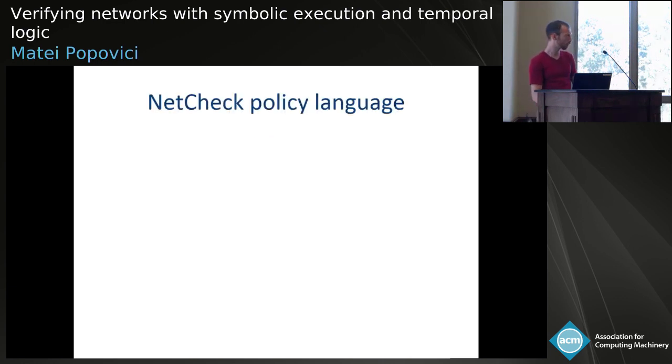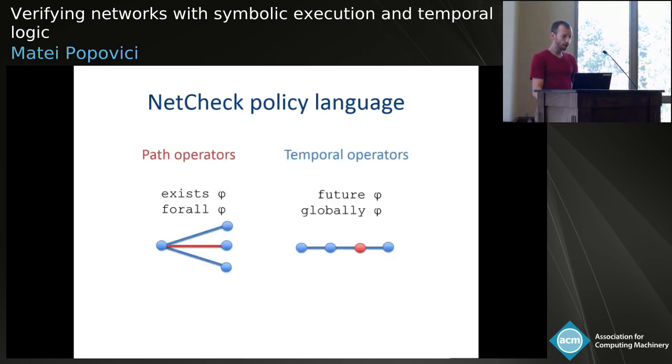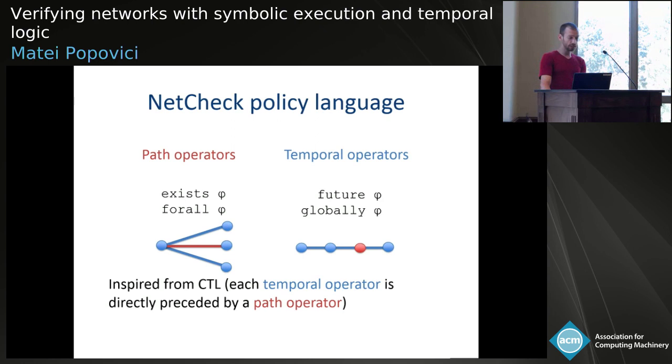So how does NetCheck look like? It has path operators. They are evaluated at certain ports of the network, and they can express statements regarding existing paths that start at that port. And it also contains temporal operators, which are evaluated with respect to one execution path, and they express properties which hold at specific ports or at all ports of the network. And just like with CTL, in NetCheck, each temporal operator is directly preceded by a path operator, and this actually guarantees good complexity in terms of verification.